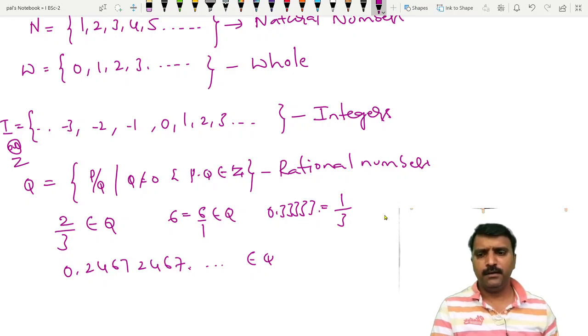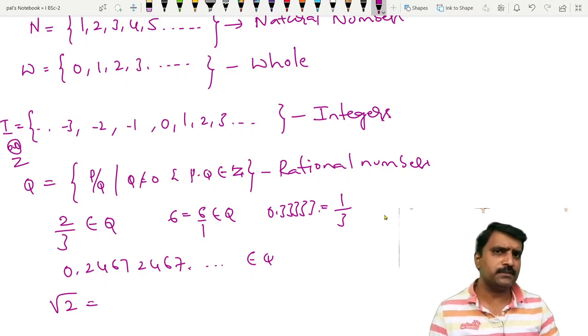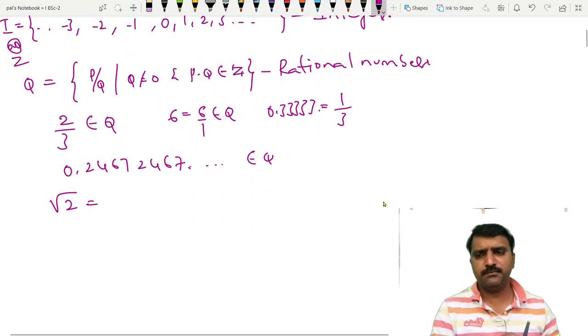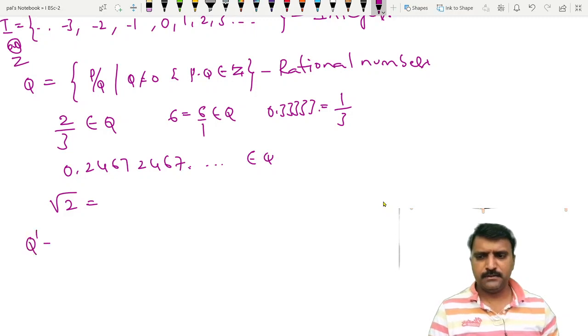For example, you take a calculator and find the value of square root of 2. Square root of 2 is non-repeating, non-recurring. So what do we say? This number is called an irrational number. Square root of 2 is an irrational number. So we denote it as Q dash. It is an irrational number.